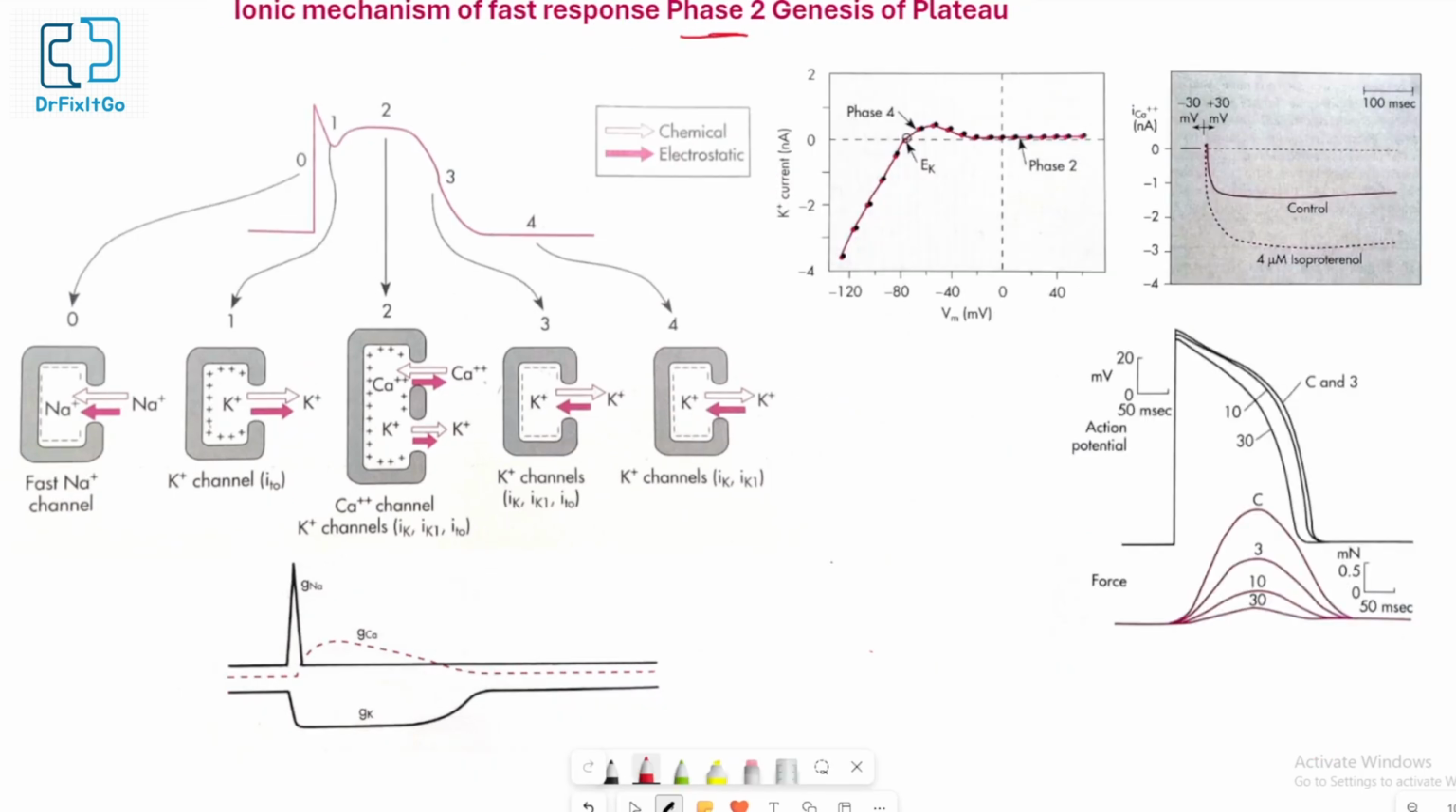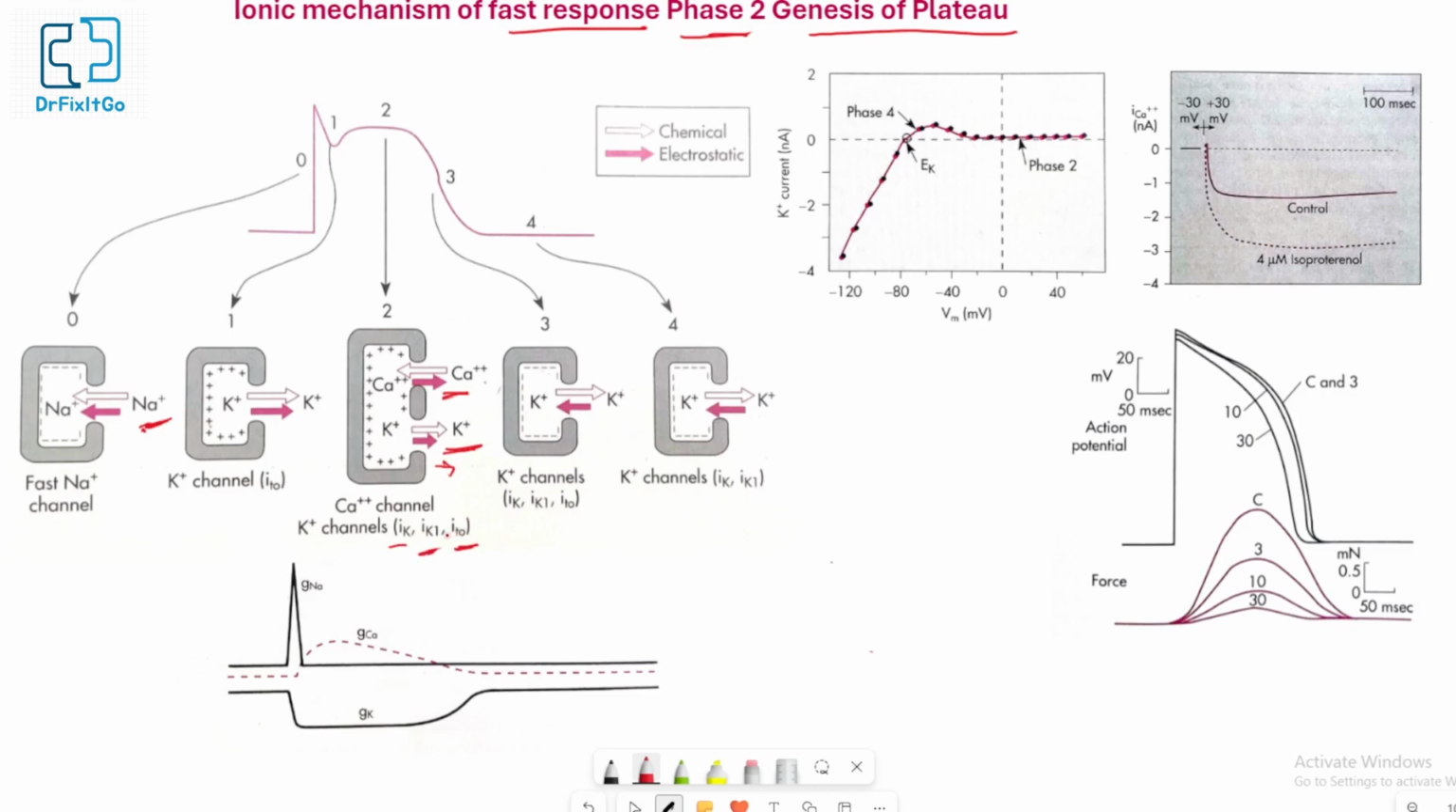Let's go on to phase 2, the genesis of the plateau in the fast response. During the plateau of the action potential, calcium ion enters the myocardial cell through calcium ion channels, which activate and inactivate much more slowly than do the fast sodium ion channels. During the flat portion of phase 2, this influx of positive calcium ion is counterbalanced by the efflux of positive charge carried by potassium ion. Potassium ion exits through channels that conduct mainly I_to, I_K and I_K1.